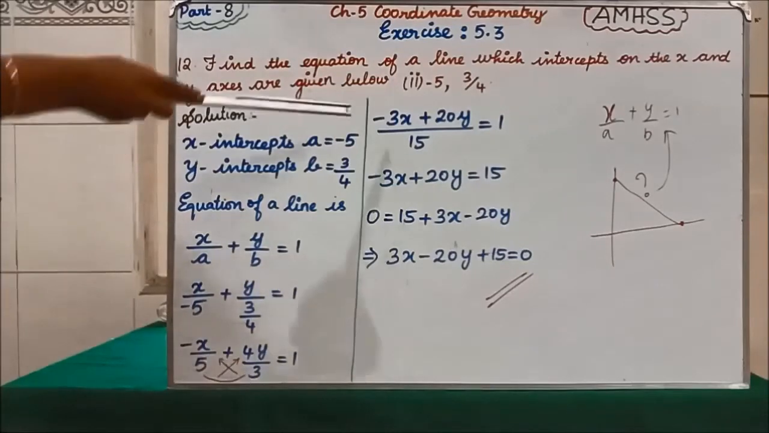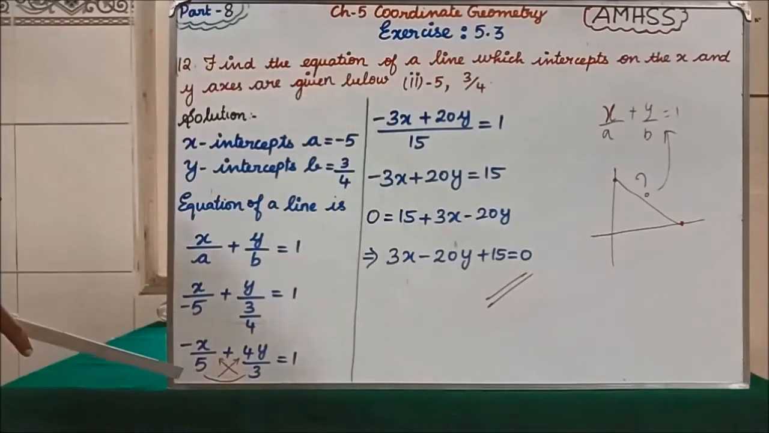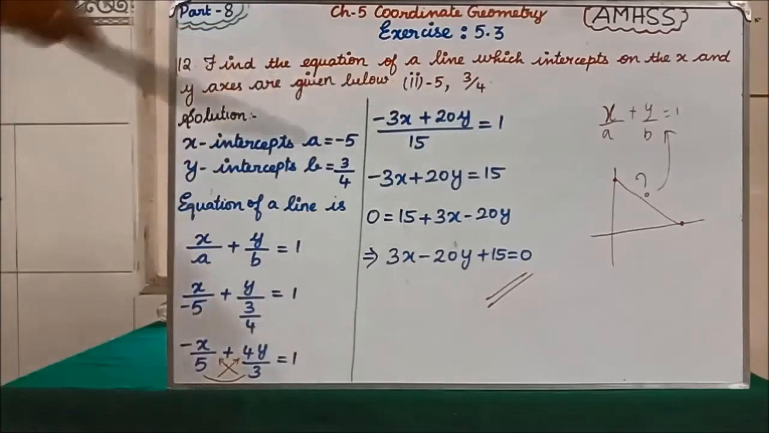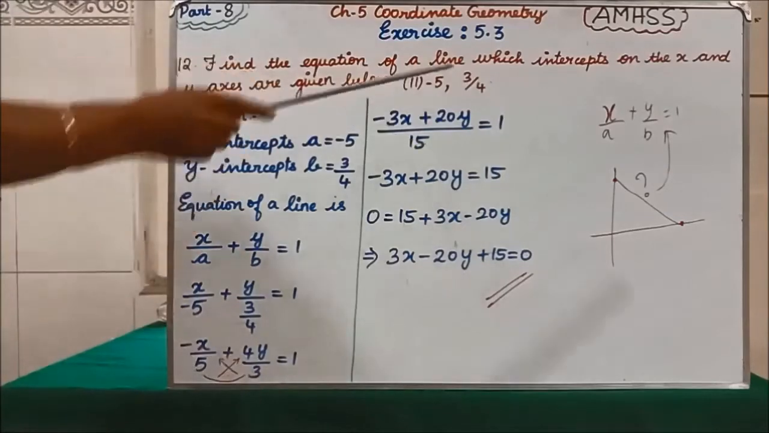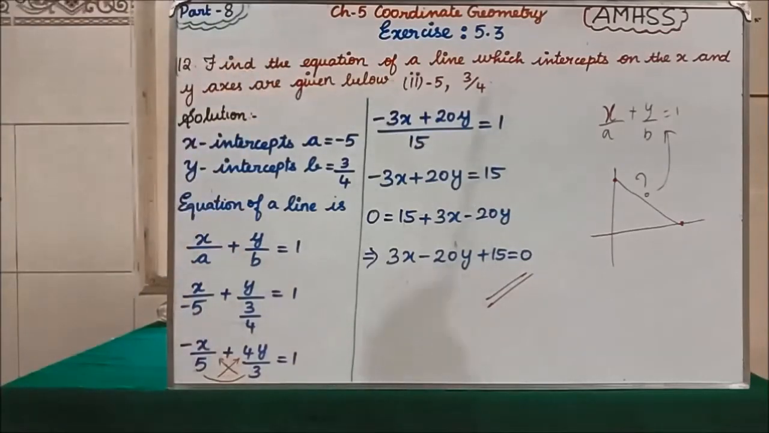3 into minus x is minus 3x. 5 into 4y is plus 20y, 5 4s are 20, divided by 5 3s are 15, equal to 1. Clear? The next step, we are taking 15 to that side. So 1 into 15 will become 15. So minus 3x plus 20y is equal to 15.